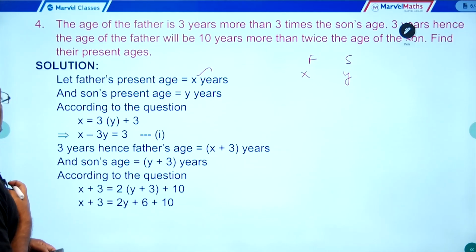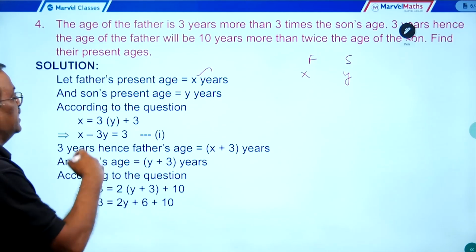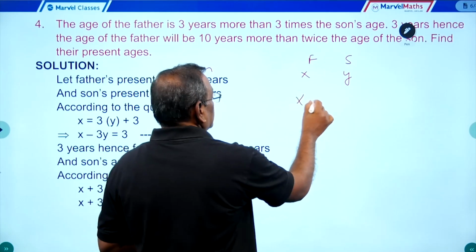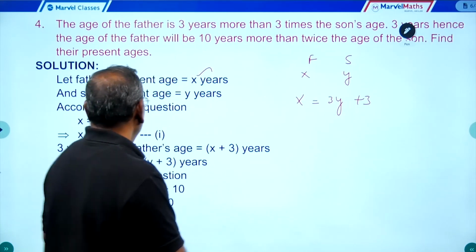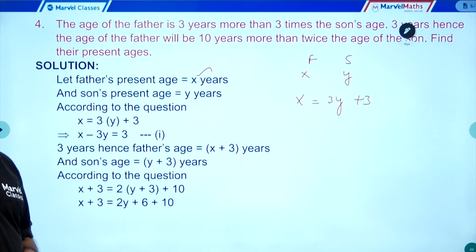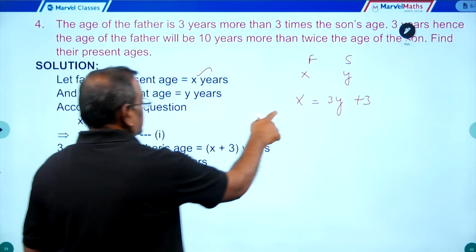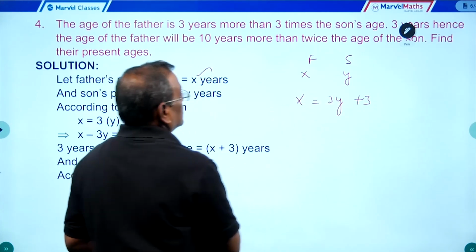The first condition: age of father is 3 years more than 3 times son's age. This is the first condition. Age of father is 3 years more than 3 times son's age.